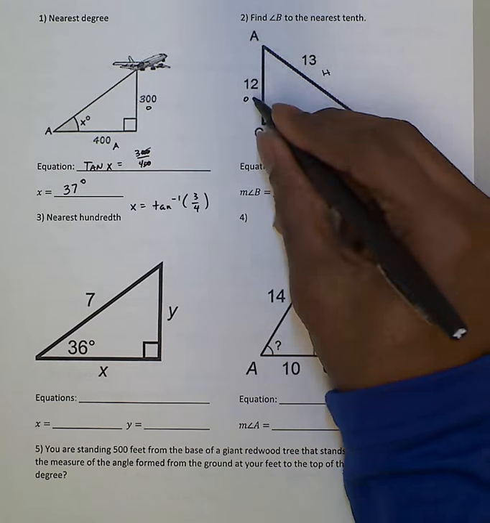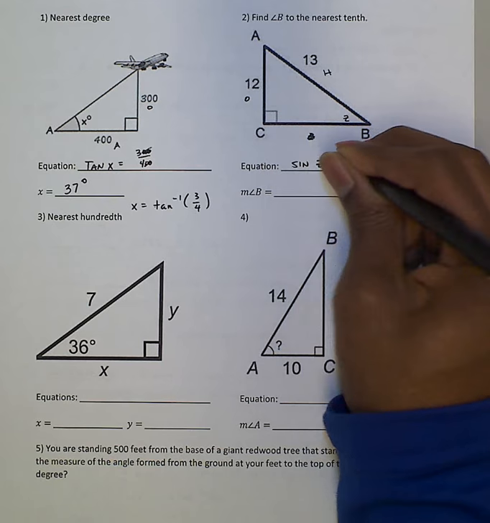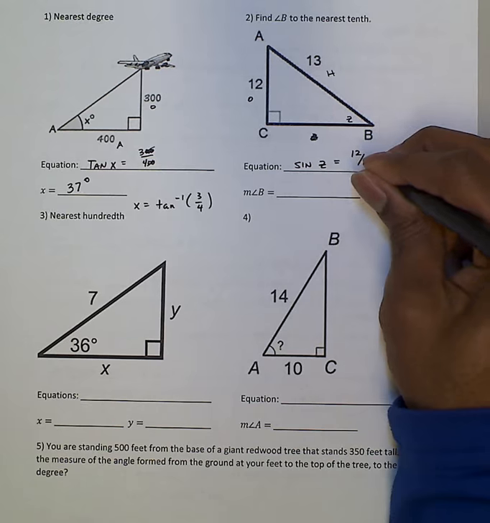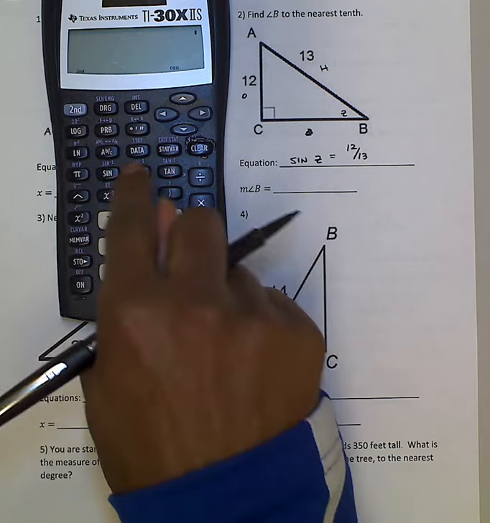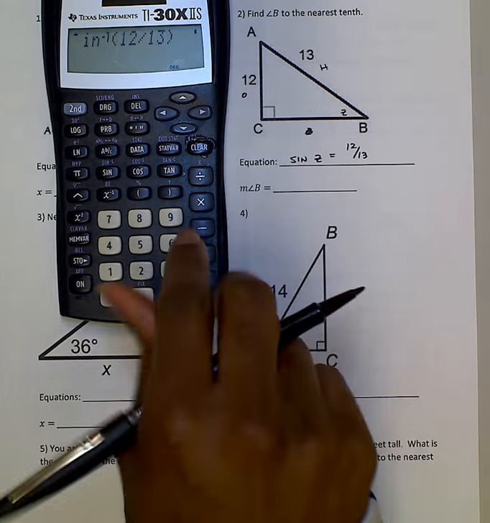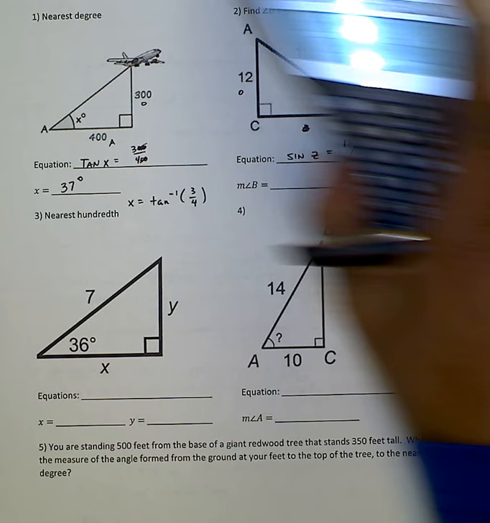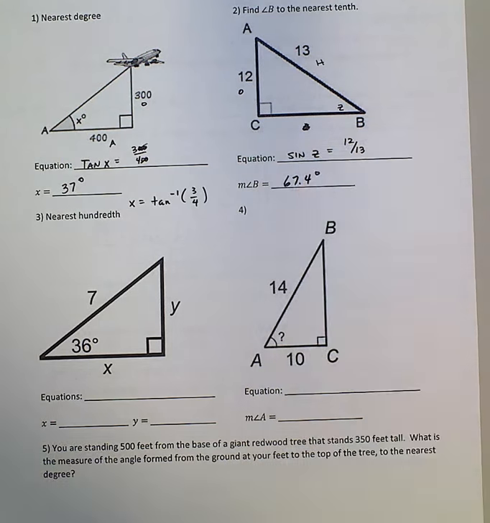So opposite hypotenuse, that's sine. So I'll say sine of B equals opposite 12 over hypotenuse 13. And now, since I'm trying to find an angle, I'll do inverse sine of 12 over 13. That gives me 67.38. The directions tell me to find it to the nearest tenth, so 67.4 degrees. That's the measure of angle B.